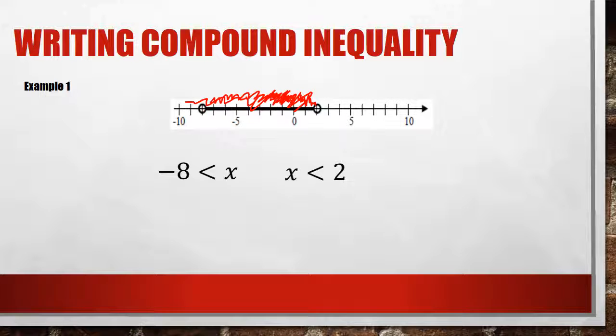That means the solutions that I'm including in this inequality are every single number greater than -8 and less than 2. So I'm going to put these two inequalities together in one compound inequality by having x in the middle, and then this x has to be greater than -8 if we read the inequality from right to left, and this x has to be less than 2 if we read it from left to right.